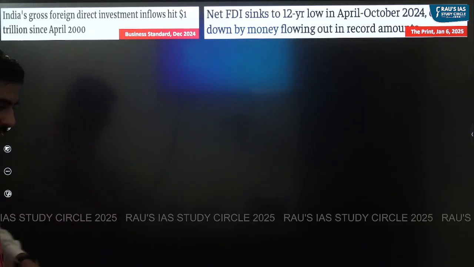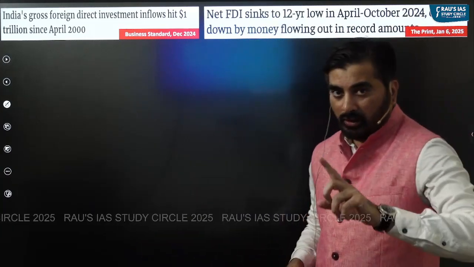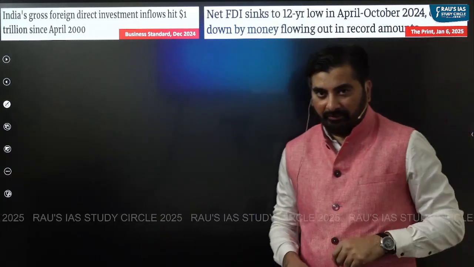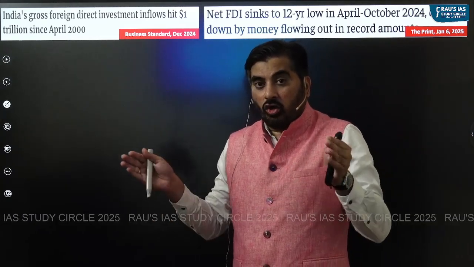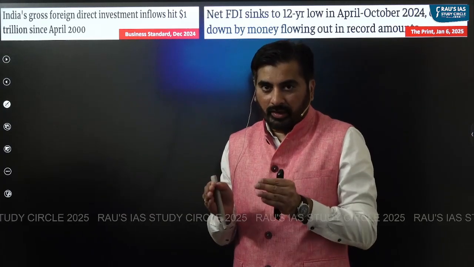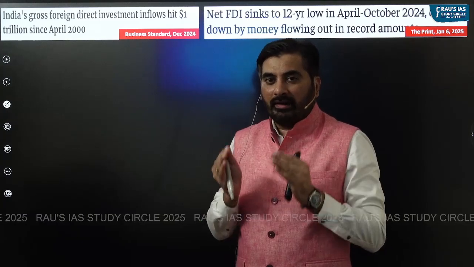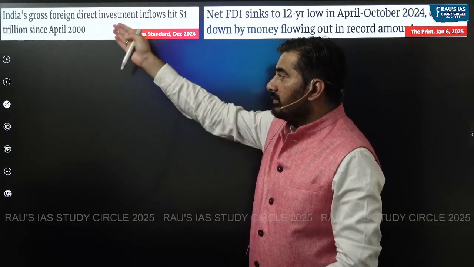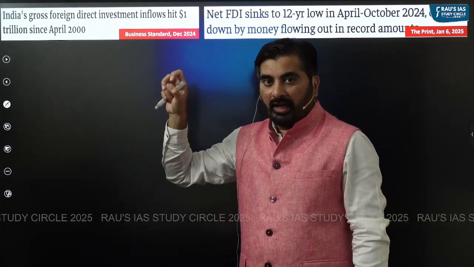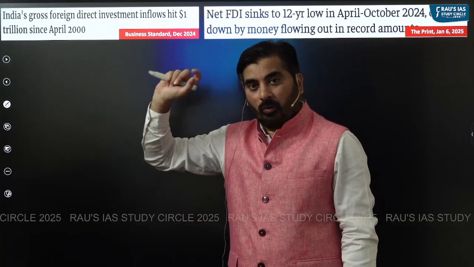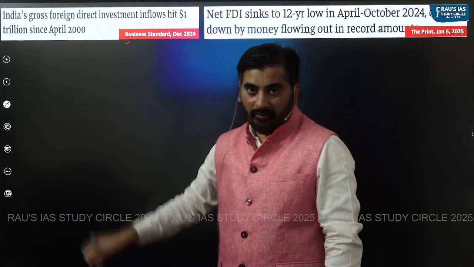Okay. There's something more important which I wanted to discuss. This is with respect to recent developments in FDI. One development is the gross FDI inflows into India. The gross FDI inflows have increased to $1 trillion since April 2000. So in the last 24 years, the total FDI into India, the gross FDI, has crossed $1 trillion. So this is one important development.